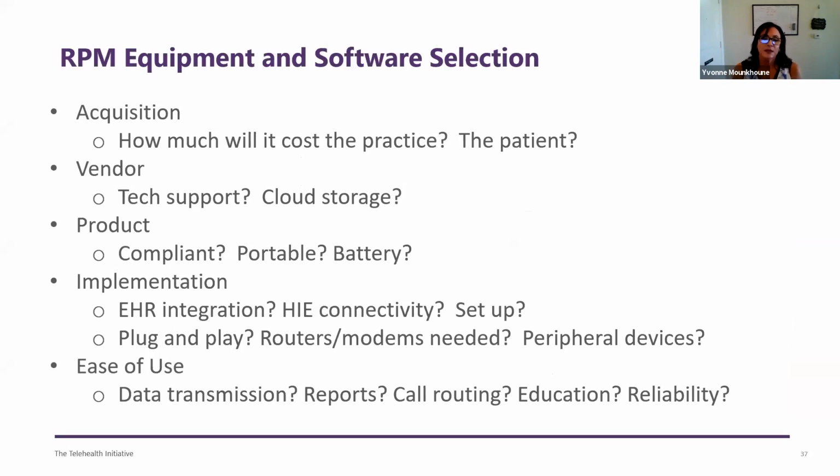So some things to consider in acquisition of these programs is how much is it going to cost? Is it going to cost the practice money? Is it going to cost the patient money? Will the patient be purchasing the equipment and then own it? Will they lease it? Will the practice purchase a program and then provide that to the patient? Certainly, if you're in a value-based care model, that might make some sense, because then the practice can purchase that stuff and then use it for their patients in those capitated type contracts.